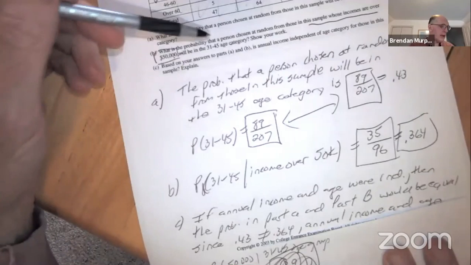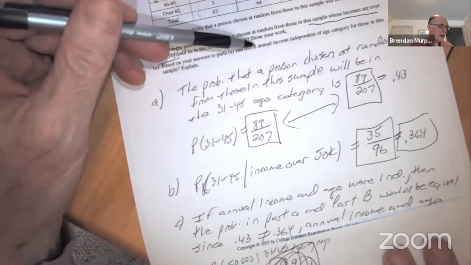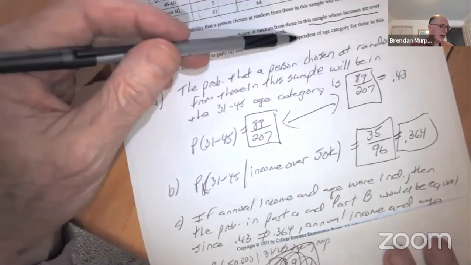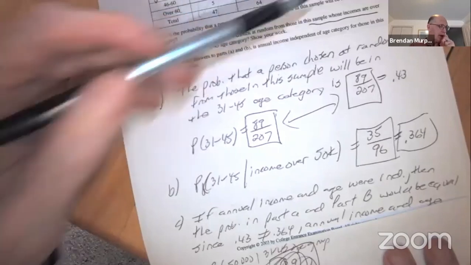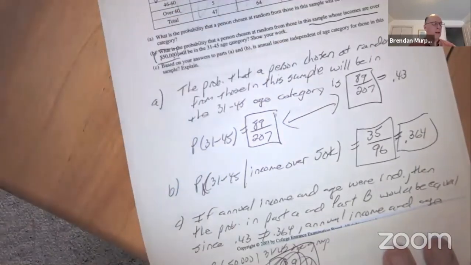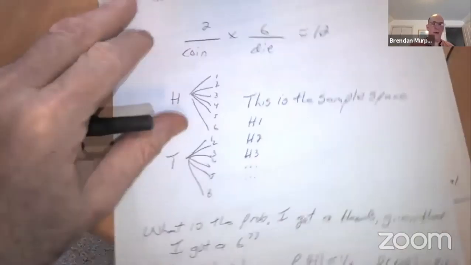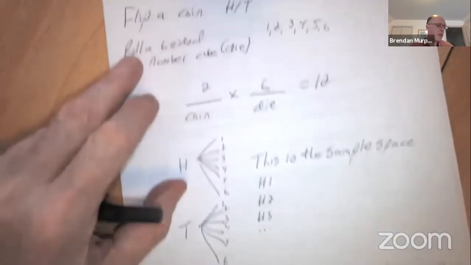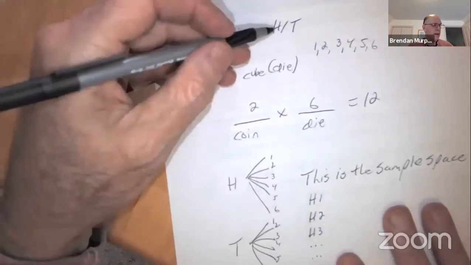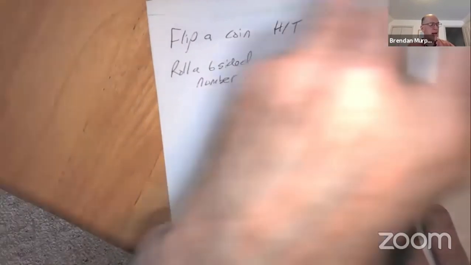Based upon your answers to part A and B, is annual income independent of age category for those in this sample? Explain. So let me do another example before I tackle that. So I want to flip a coin. Here's my coin and my die, right? I think I showed you these earlier, right?